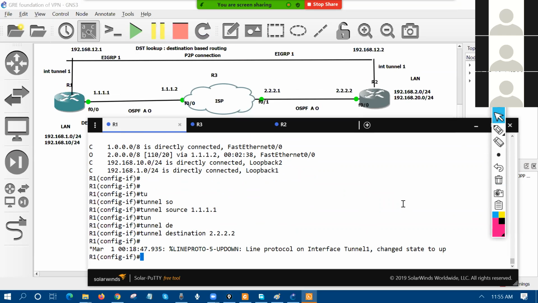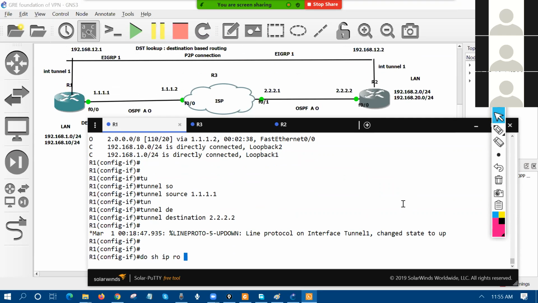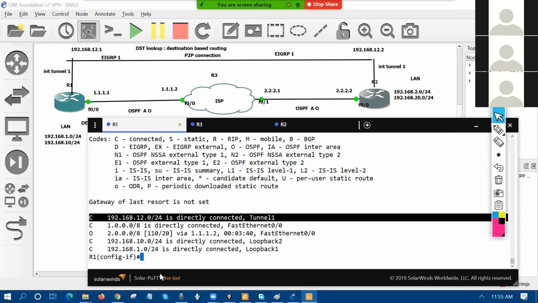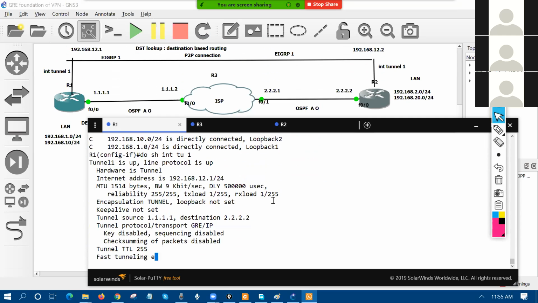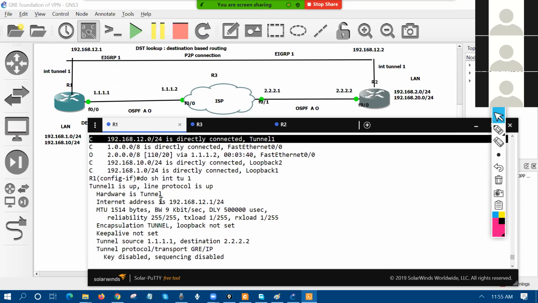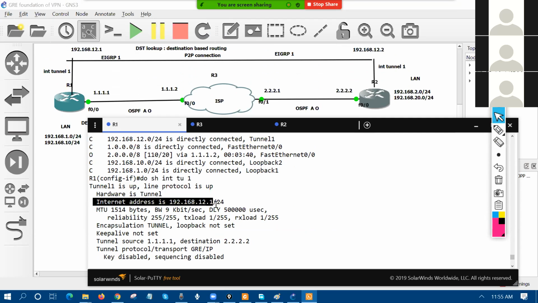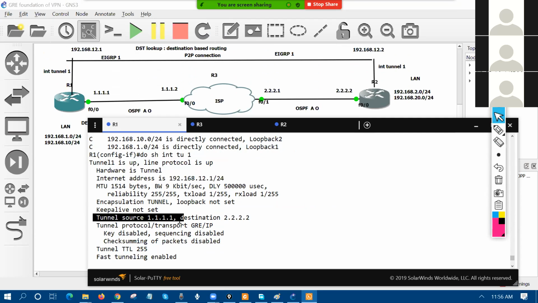Now, if you see on R1, do show ip route, I'm going to add this route in my routing table as well. Where is that? Yes, Tunnel 1. And if you do show interface, we have my tunnel up now. We have an internet address over there, and at the same time we have a source and destination.